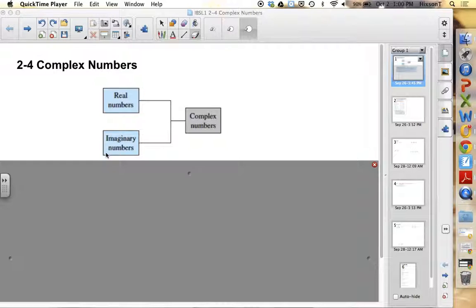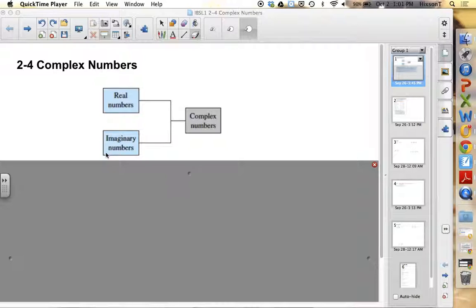Alright. Complex numbers. Believe it or not, complex numbers are the broadest category of numbers. Ever since your parents started teaching you how to count, you've been dealing with complex numbers. It's just you've been dealing with one specific subset, the real numbers, okay? We have imaginary numbers and real numbers, and all of those fall under the category of complex numbers.